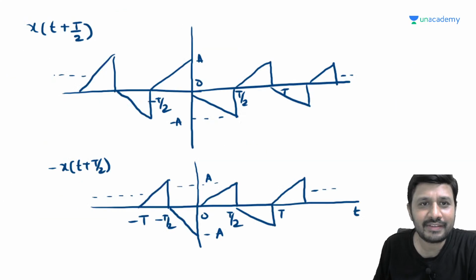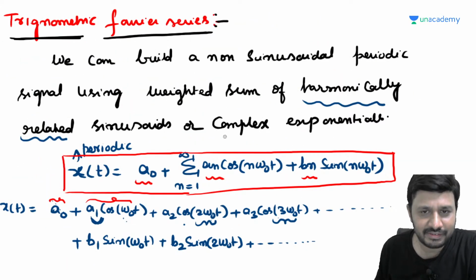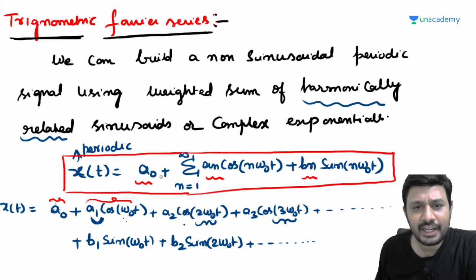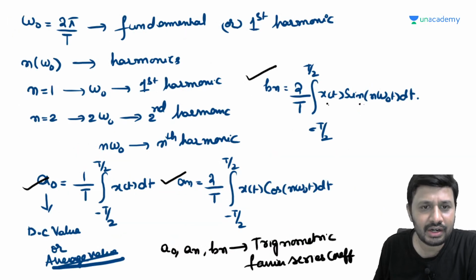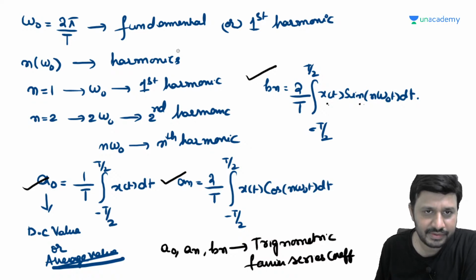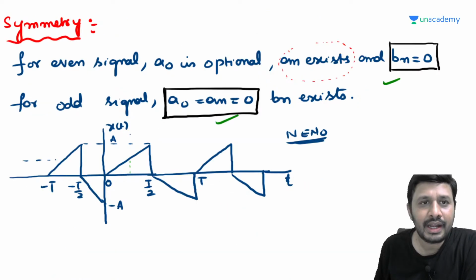So how we are going to add is given by the trigonometric Fourier series expansion. Every term in the expansion is mutually orthogonal with the other terms, right? And A0, An, Bn are called trigonometric Fourier series coefficients. You can find A0, An, Bn values using the expressions, and we have some shortcuts. Harmonics means multiples of the fundamental. And that symmetry is there.